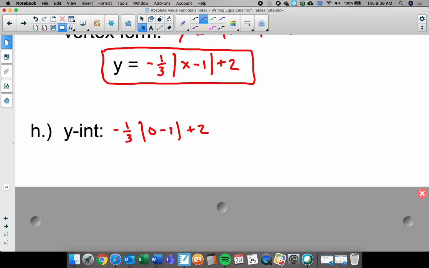As we do that, I get -1 inside the absolute value. The absolute value of -1 is +1. So we have -1/3 times 1 plus 2. If we keep simplifying, this piece gives me -1/3 when I multiply, and -1/3 plus 2, taking away a third, is 1 2/3, or you can also write that as 5/3. That is my y-intercept for this problem, 1 2/3 or 5/3.